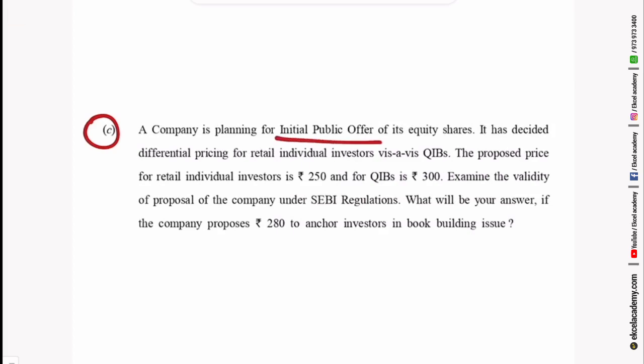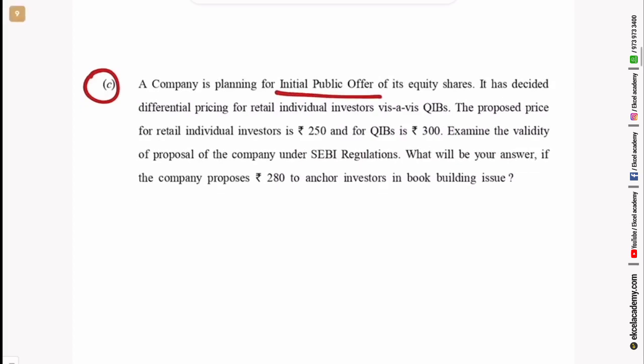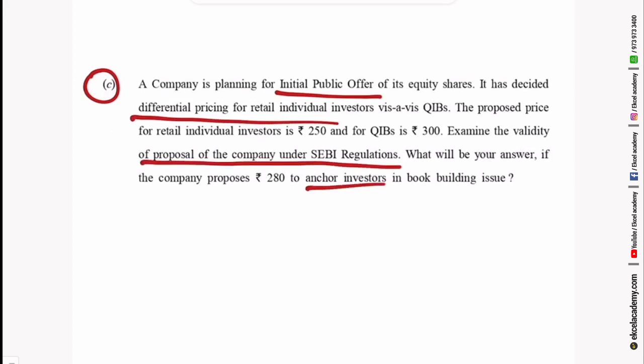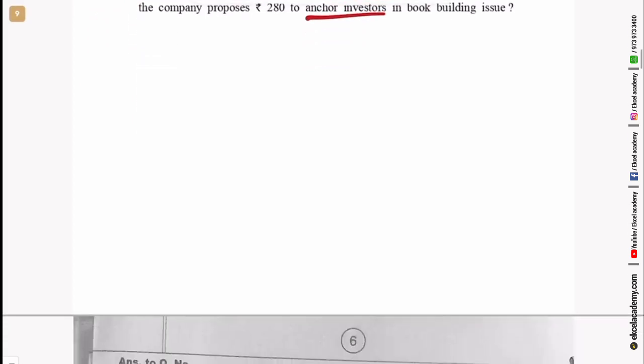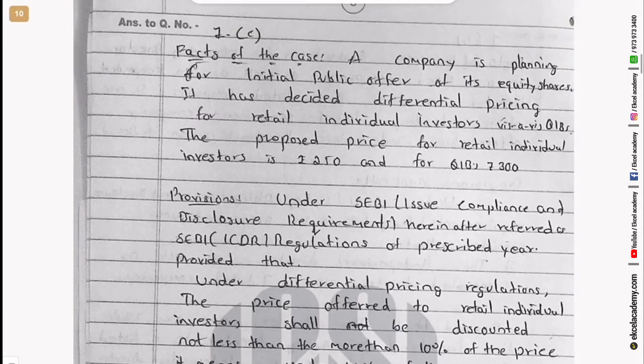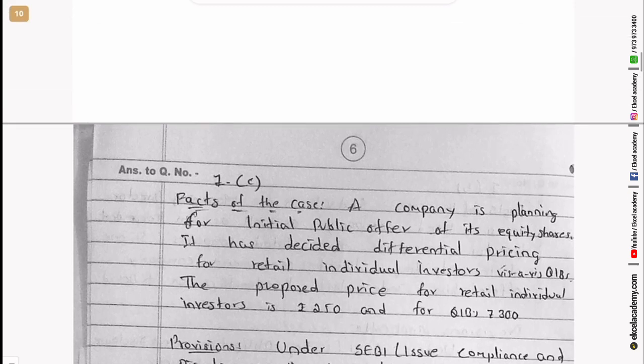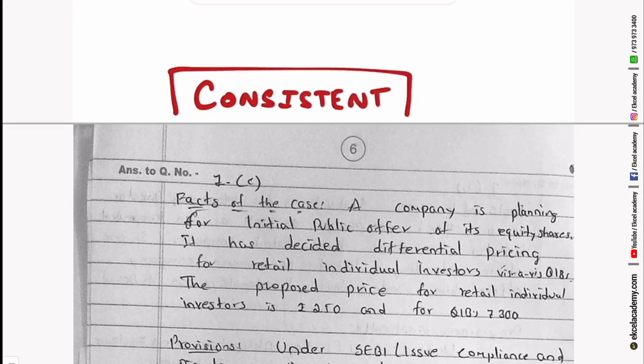Company is planning an initial public offer and it is relating to differential pricing. So this question is about differential pricing. The question is the validity of the proposal and what will happen to the anchor investors. This is the question. Very good question. So for that, again, just see the consistent style. So the student here, Uday in this case, has been consistent and it is mainly because of the hard work.